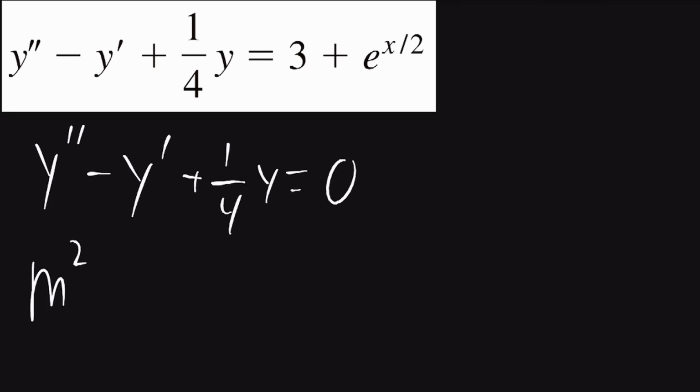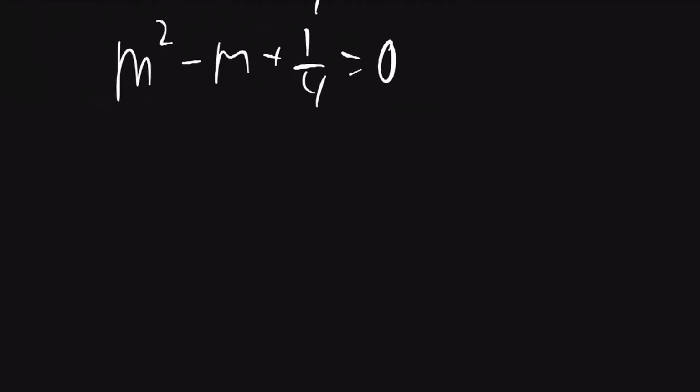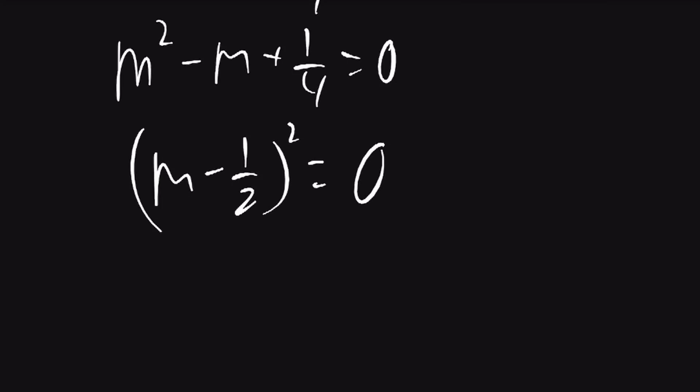For this problem, I'll start by treating it as a homogeneous differential equation. We'll have y'' - y' + 1/4 y = 0. So the auxiliary equation will be m^2 - m + 1/4 = 0. This will factor to (m - 1/2)^2 = 0. So our two roots, m1 and m2, will both be equal to 1/2.